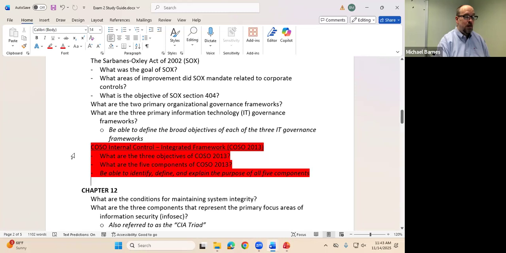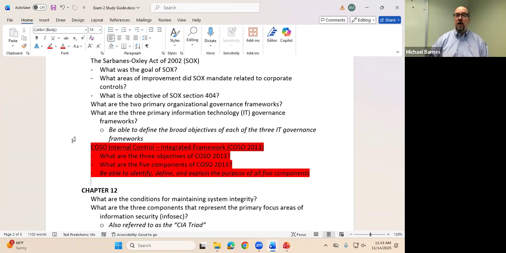The 3 objectives are pretty straightforward. Make sure you can define those 3 objectives, or at least you can tell me what the 3 objectives are, okay? We have a question on that coming up, but make sure you understand what the 3 objectives are. It does not need to be detailed. You do not need to go through all of the wording. It was basically broadly defined as reporting, operations, and compliance.